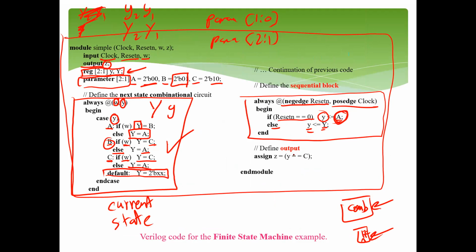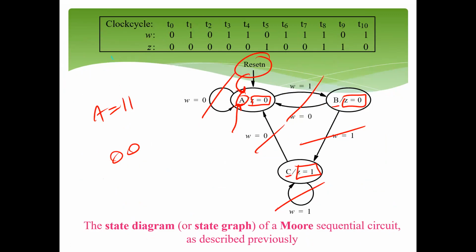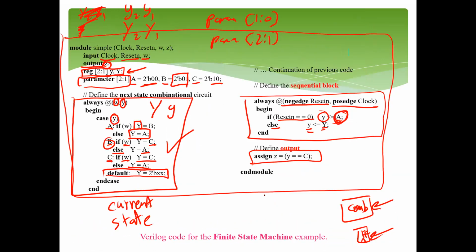Okay. And then one last thing is to assign a value for the output. So output Z is equal to state C, I think. If you go back here to your state table, you find that my output Z is equal to state C. So meaning if the current state is C, let Z equal 1. That's what's happening in this assign statement. Assign Z to Y equal C. That means if the current state is C, make Z equal to 1.